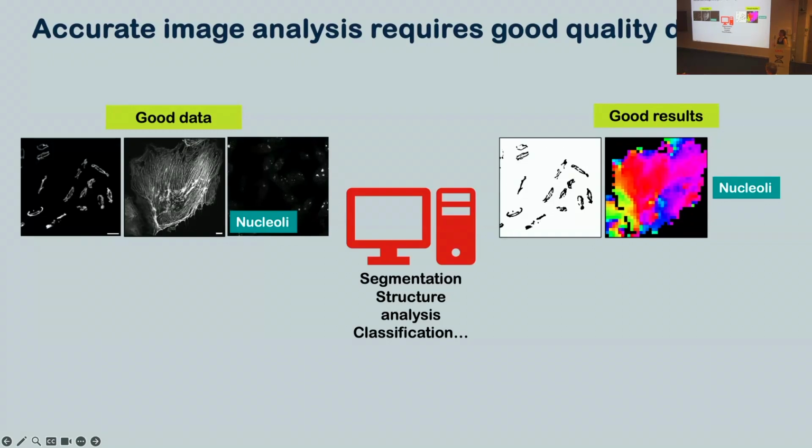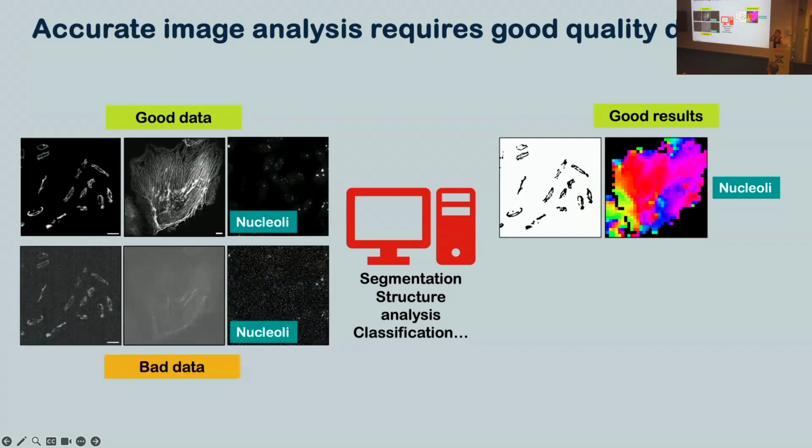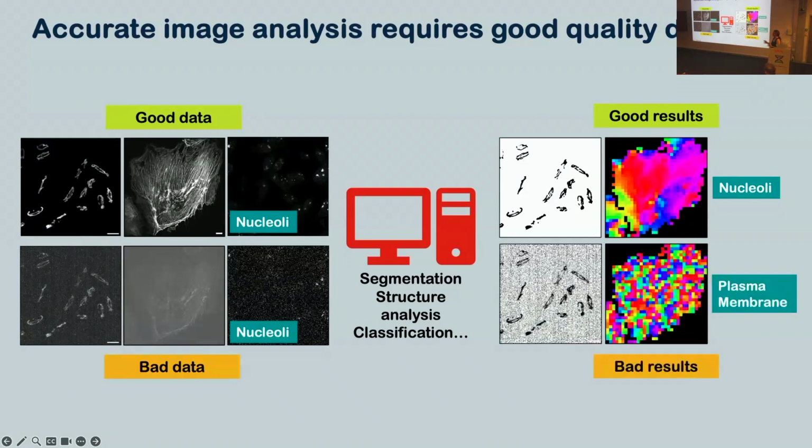Now that's great, but anyone here who's ever used a microscope knows that one does not simply get good data. A lot of the time, our data looks a lot more like this. It looks like bad data. And now, of course, if we try and do our analysis on bad data, then unsurprisingly, we get pretty bad results. And this is not something that's limited to fluorescence microscopy. This is the universal paradigm of, to put it politely, garbage in, garbage out.